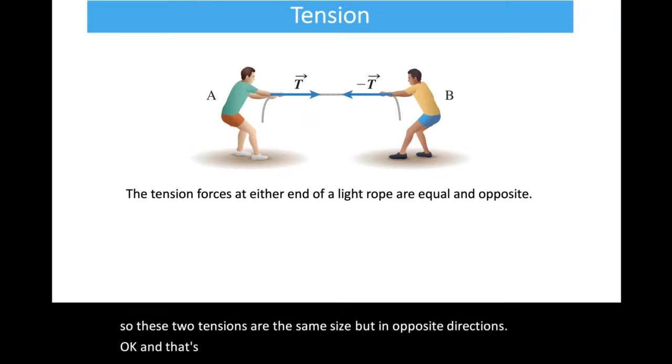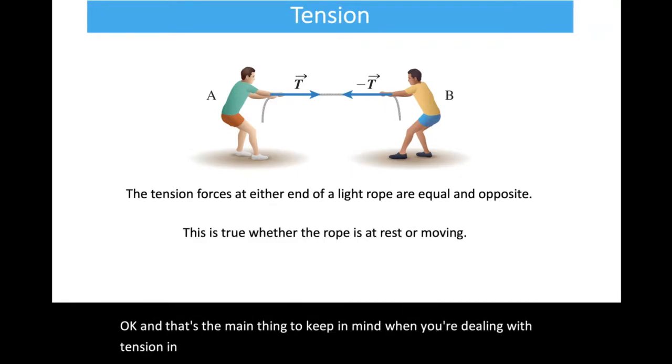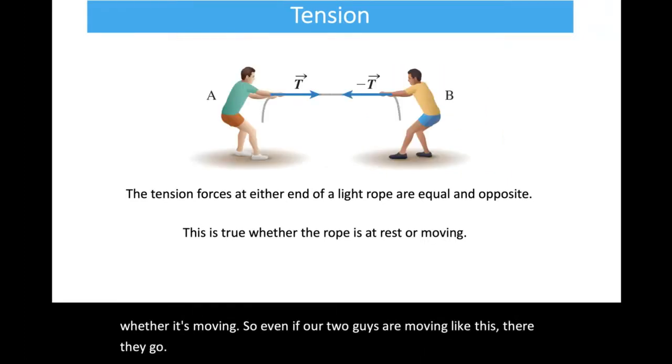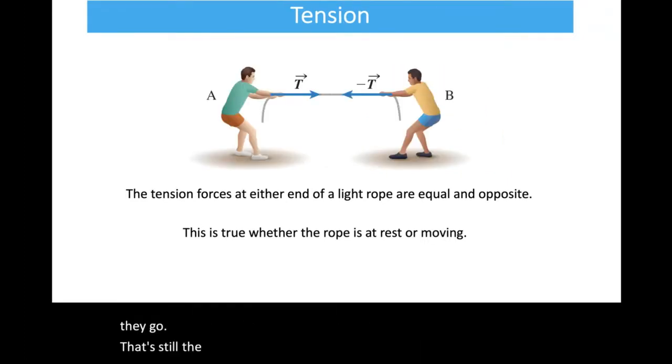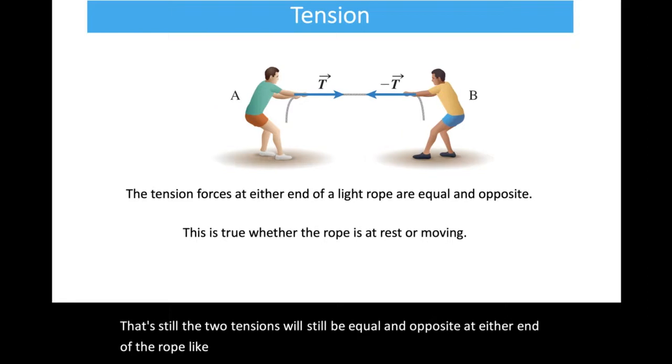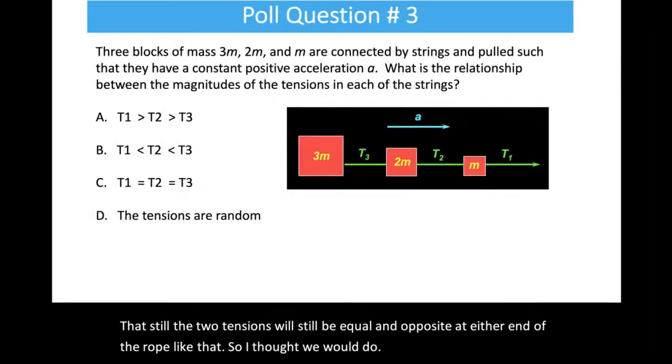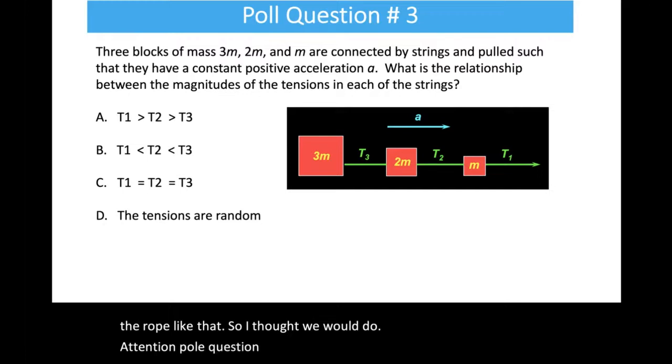That's the main thing to keep in mind when you're dealing with tension in problems. And this is true whether the rope is at rest or whether it's moving. So even if our two guys are moving like this, there they go, the two tensions will still be equal and opposite at either end of the rope. So I thought we would do a tension poll question to practice this.